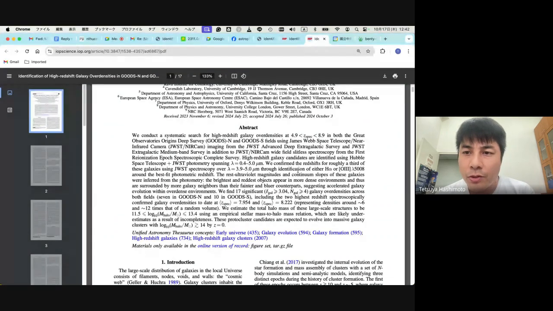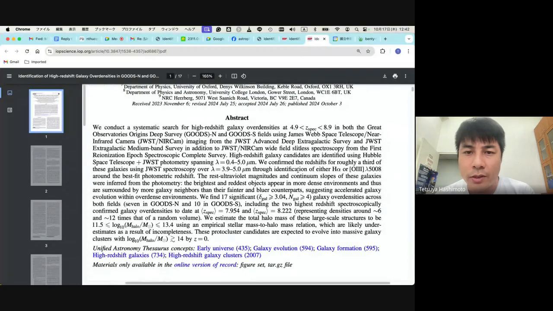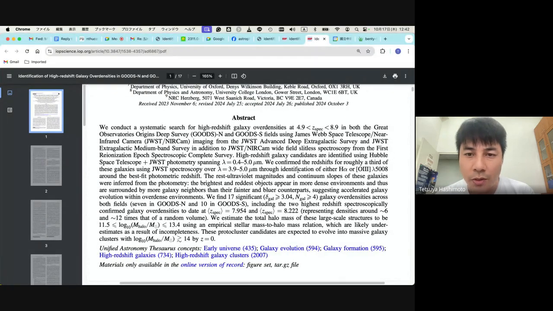The point is, I think they combined Hubble Space Telescope imaging data and JWST photometric image data. They also used slitless spectroscopic data, again taken by JWST. And for some galaxies, they really have spectroscopic confirmation of redshift.